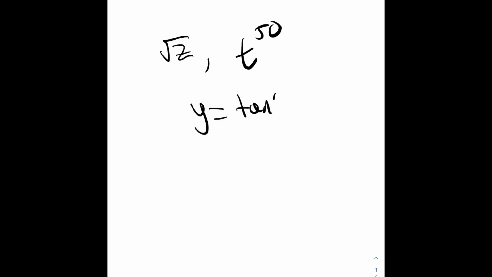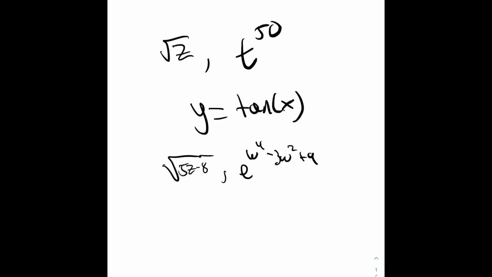All right. As we continue on with derivatives and finding those derivatives, we're going to realize that while we've done a really good job finding derivatives of functions that look like this, with our power rule, even finding the derivatives of trig functions, eventually we're going to come into more complicated problems like 5z minus 8 or e to the w fourth minus 3w squared plus 9. And we're going to have to find the derivatives of those.